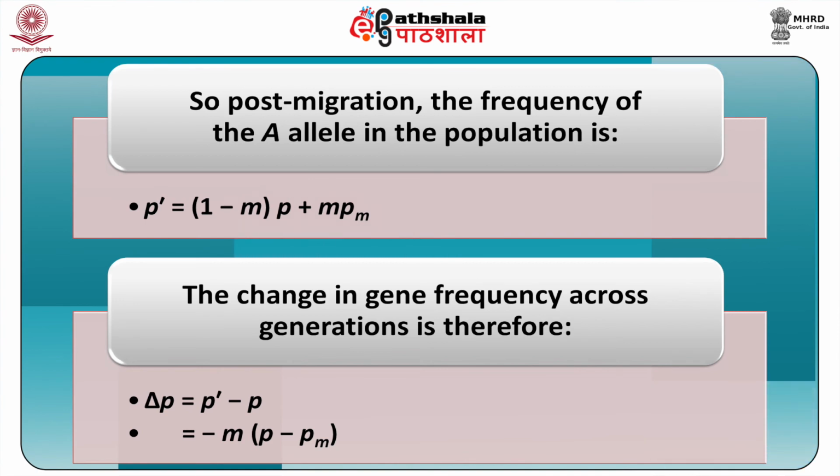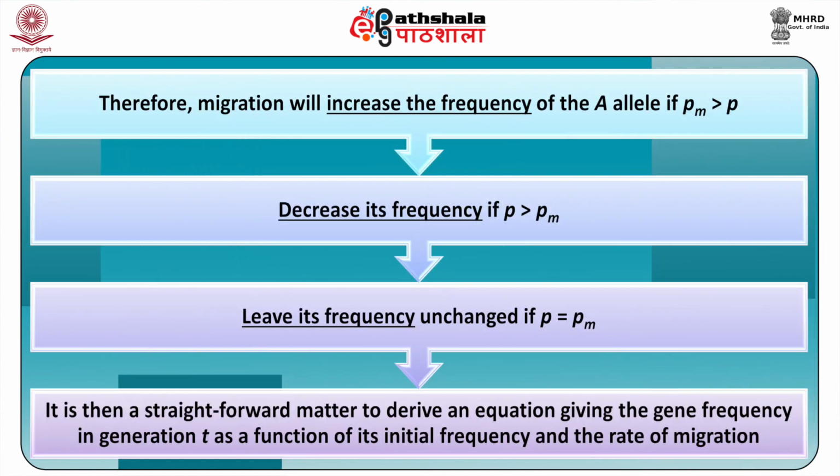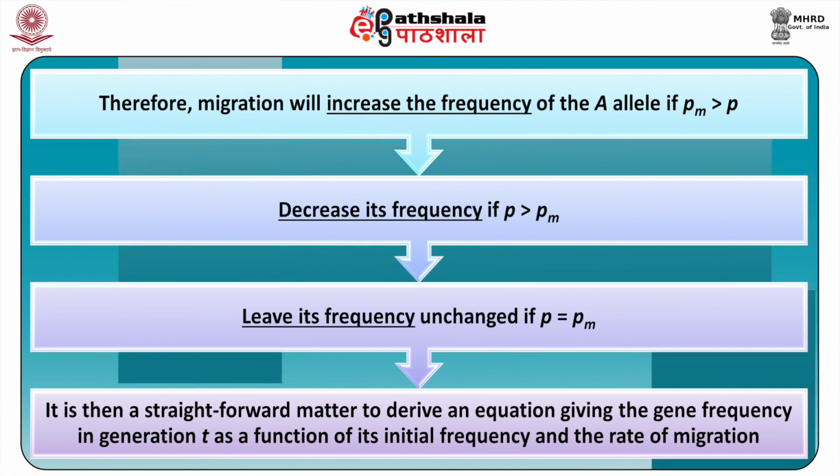The change in gene frequency across generation is therefore delta P is equal to P dash minus P is equal to minus M into (P minus Pm). Therefore, migration will increase the frequency of dominant A allele if Pm is greater than P, decrease its frequency if P is greater than Pm, and leave its frequency unchanged if P is equal to Pm. It is then a straightforward matter to derive an equation giving the gene frequency in generation t as a function of its initial frequency and the rate of migration.